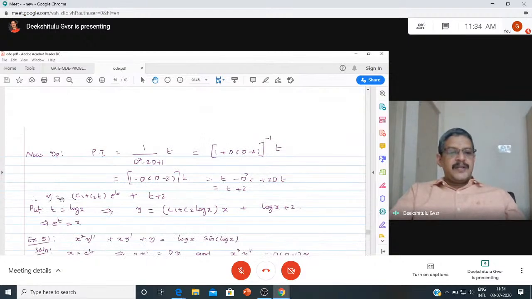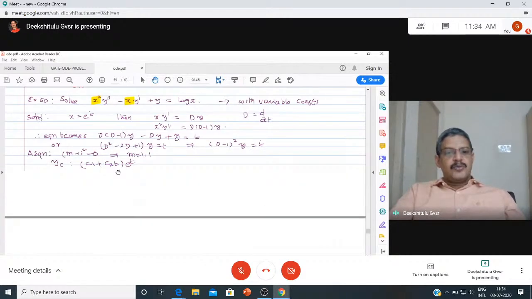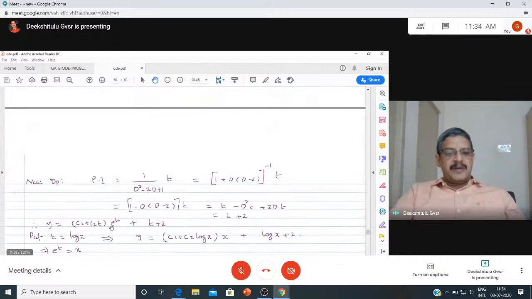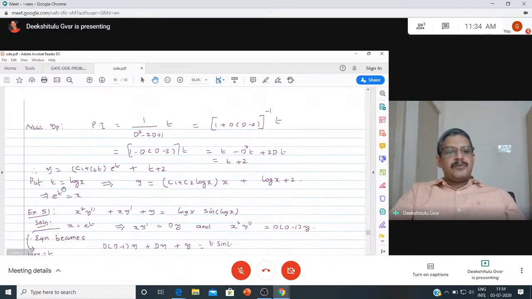So the complete function, the general solution, is c1 plus c2 t e power t, the complementary function, plus the particular integral, t plus 2. Now substitute t is equal to log x. So that means c1 plus c2 log x, e power t is x, t is log x, plus 2. This is your complete solution.